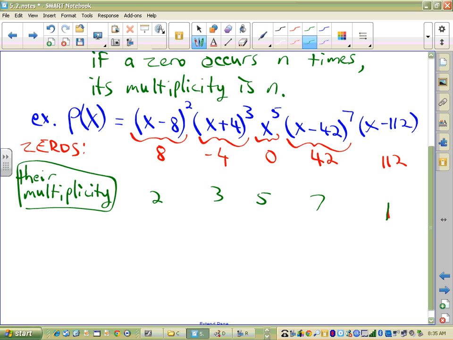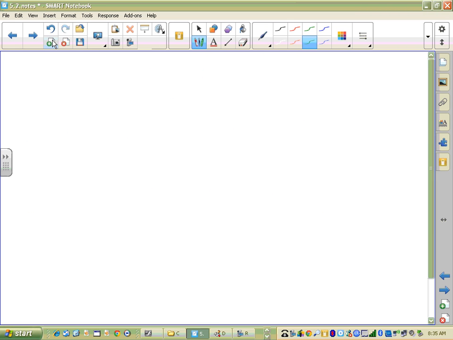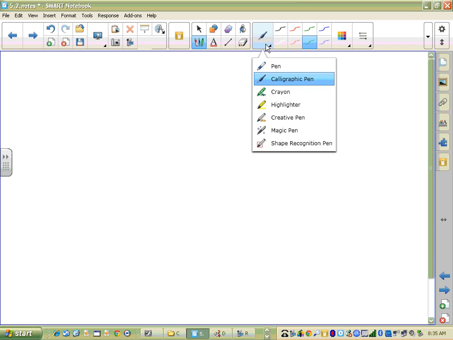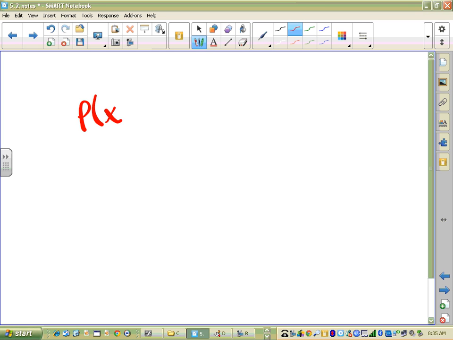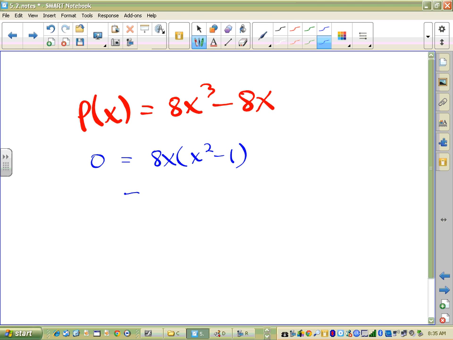In Math Excel, there's a function that'll say P of x is 8x cubed minus 8x. They're just like this one. Okay? And it says what are the zeros and what are their multiplicities? Well, what you'd have to do first is factor this. We'll replace this with a 0, and we factor out an 8x, which leaves x squared minus 1. So we get 0 equals 8x times x plus 1 times x minus 1.